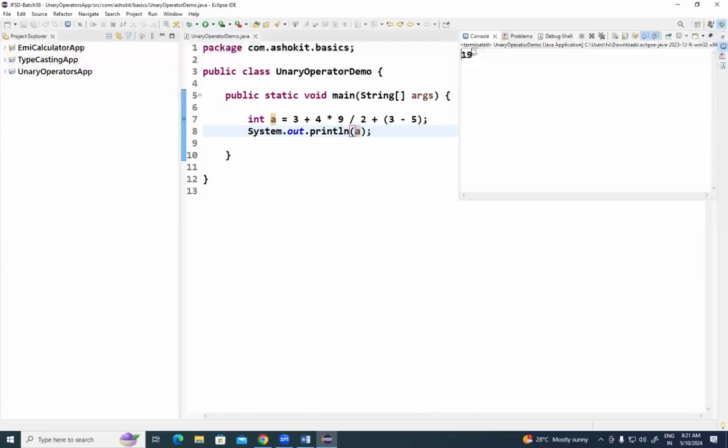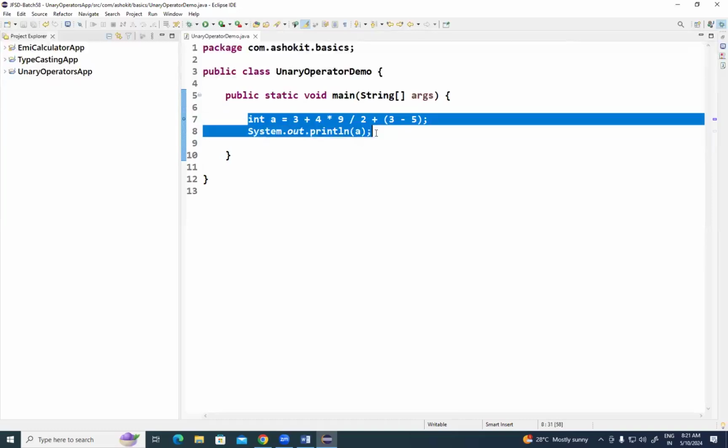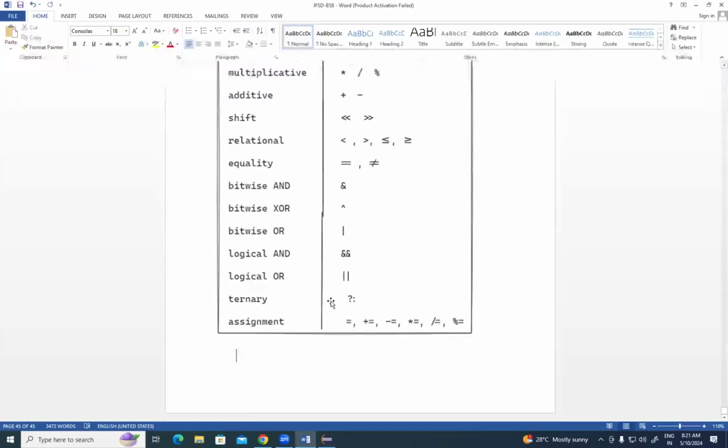What's the output now? 19. Am I clear now? Okay, only the prefix and postfix have some difference. I will try to find out the reason, but all the remaining executes properly. Am I clear, folks? 3 plus 4 into 9, and so on. What's the output of this? 19. I'll write this example into the document.